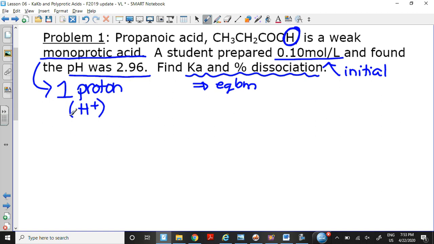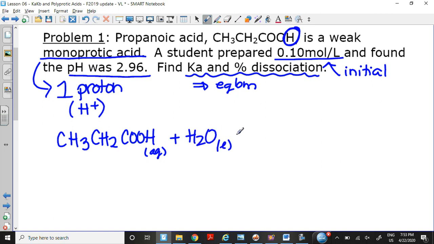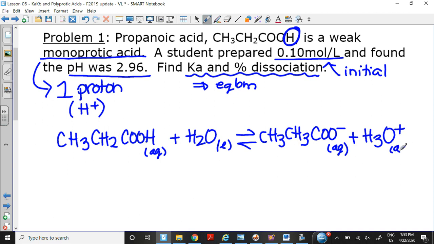So first thing we're going to do is set up an ICE table. So we need to start with our acid, and we're going to show how it ionizes in solution. So it's going to interact with water. It sets up the equilibrium. Acids are hydrogen ion donors. They give them away. So we've got the rest of our acid molecule, but just take off that hydrogen and replace it with a negative charge. And then where does the hydrogen go? Well, the water molecule will accept it, and it makes hydronium.